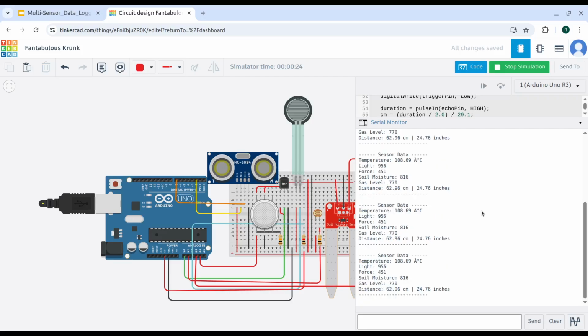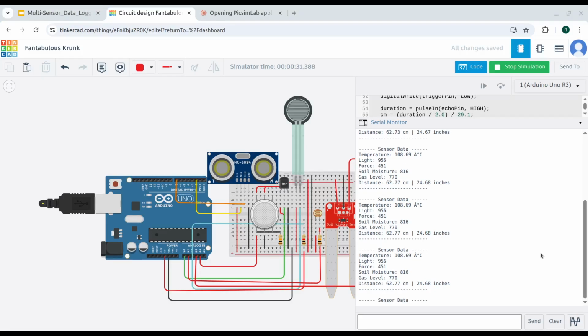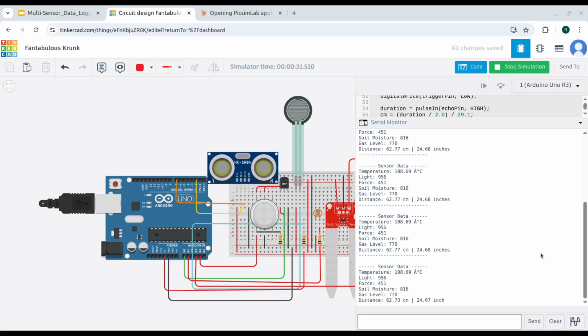So that's all about the multi-sensor data logger system.